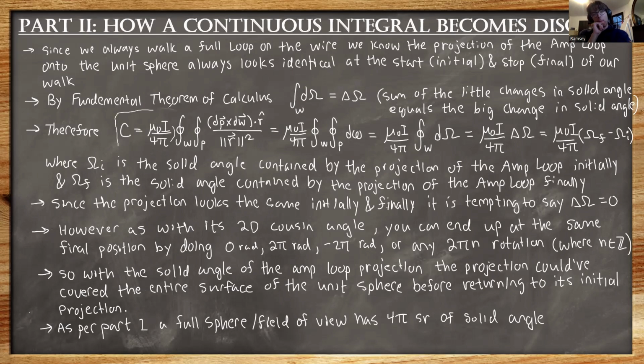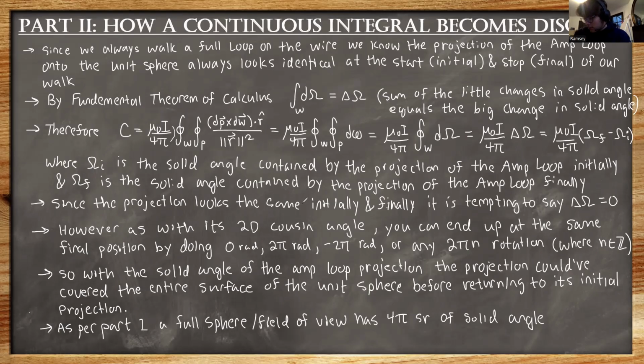Therefore, this big nasty thing reduced to this, which was the sweeping of a little dp, which then reduced to this, which was the sweeping of the entire projection of the amp loop. And because we're starting where we finished, we just get a big delta omega there that represents the final solid angle that you ended with for the projected curve minus the initial solid angle.